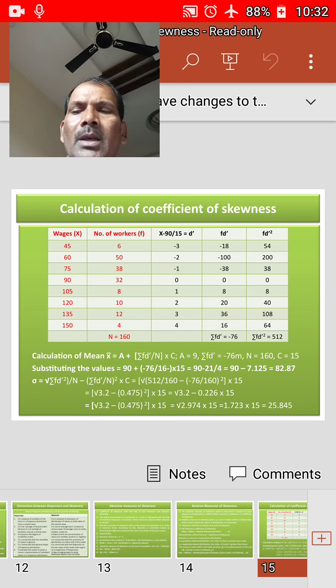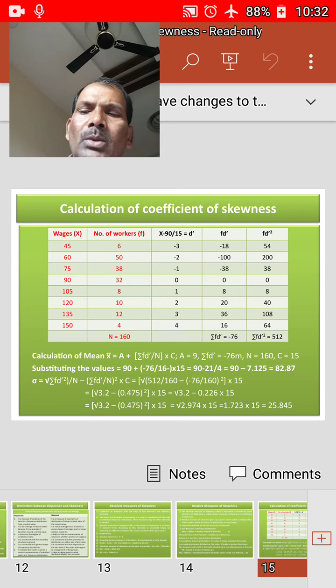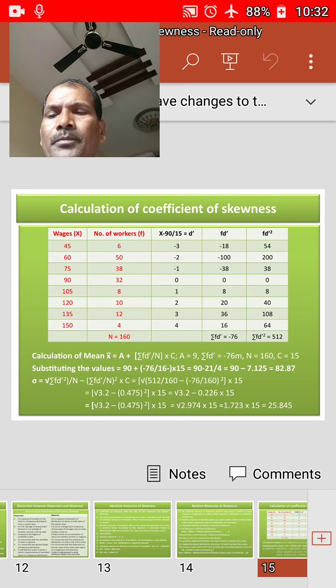Now we need to multiply d dash with the frequency. Minus 3 into 6 is minus 18, minus 2 into 50 is minus 100, minus 1 into 38 is minus 38, 0 into 32 is 0, 1 into 8 is 8, 2 into 10 is 20, 3 into 12 is 36, 4 into 4 is 16. Now f d dash square.